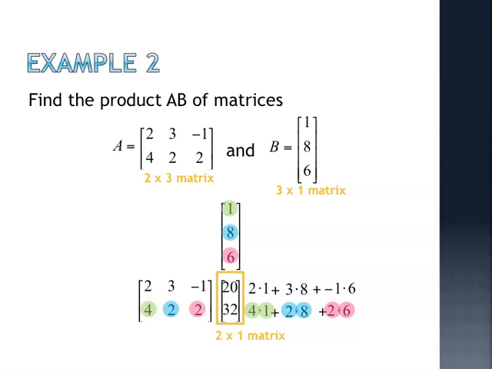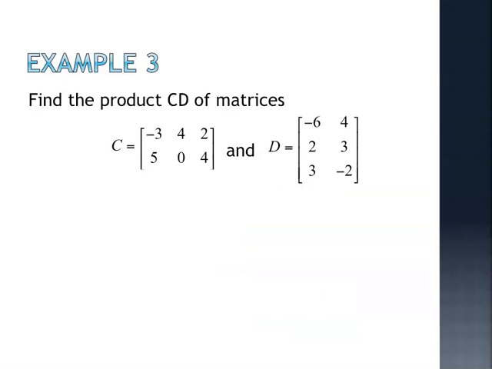Let's do another example. Find the product CD of matrices C and D as given. Again, notice the size of each of these matrices. We need to know the sizes because you're not always going to be able to multiply them together unless you are multiplying two matrices where the first matrix has the same number of columns as the second matrix has rows.